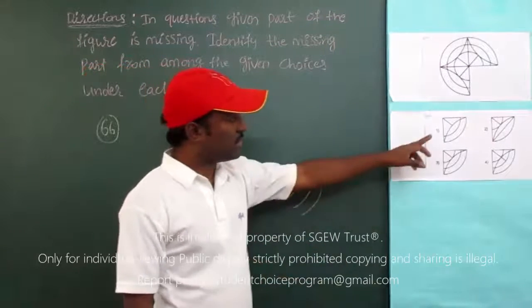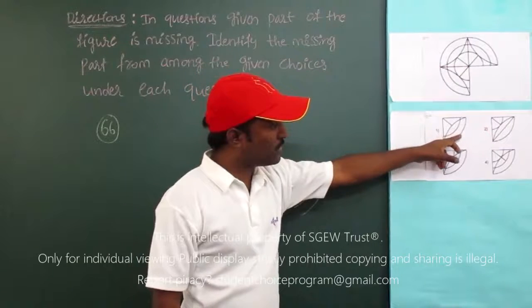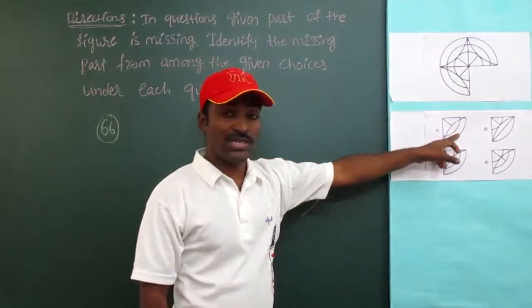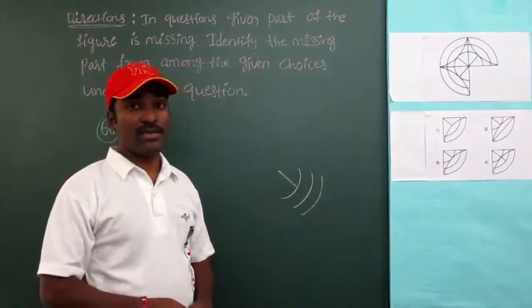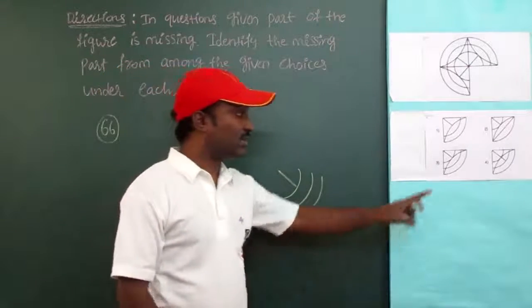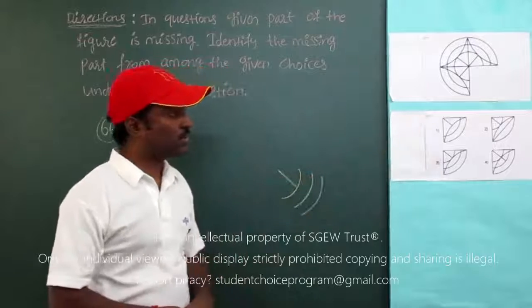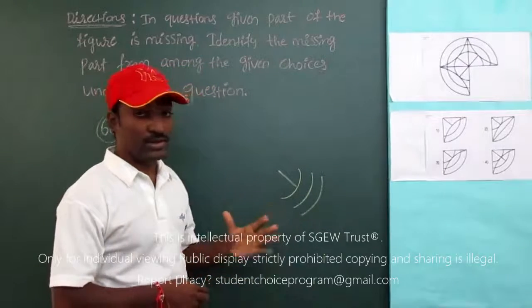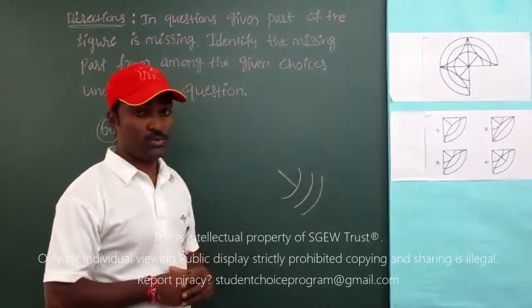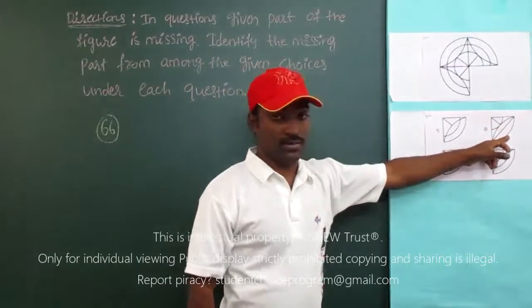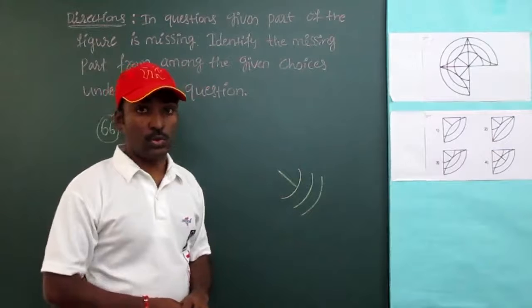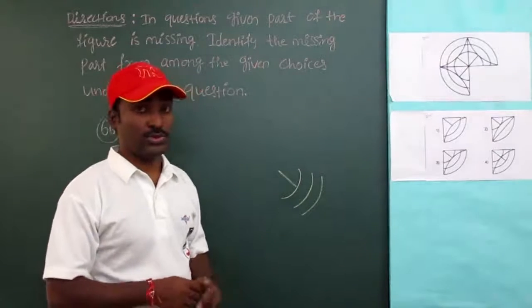In the first option, I am having only 2 curves which complete only 2 circles. But in the given figure, I am having 3 circles. So the first option is wrong. Now moving to the next option. In the second option also, I am having only 2 curves. This is my first curve, this is my second curve, which are going to complete only 2 circles. So option 2 is also wrong.